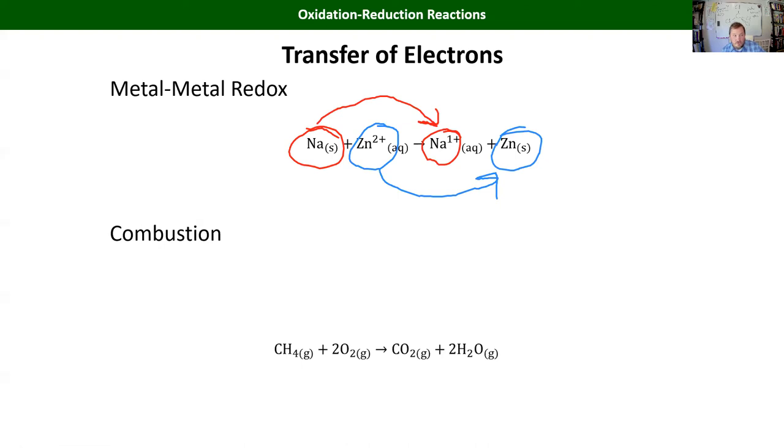Sodium starts neutral, goes to a plus one. The zinc starts as a plus two and goes to neutral. So we definitely have electrons changing hands because those atoms are changing charge.